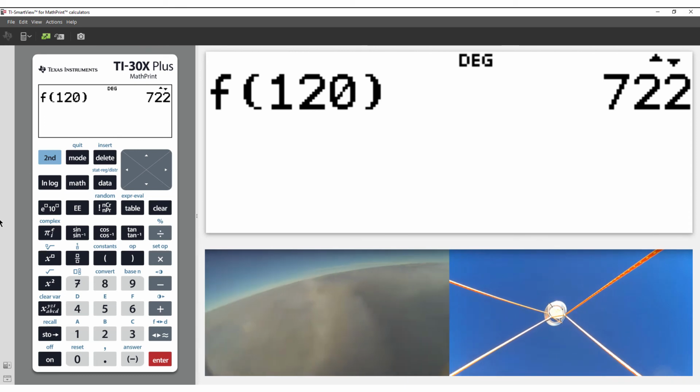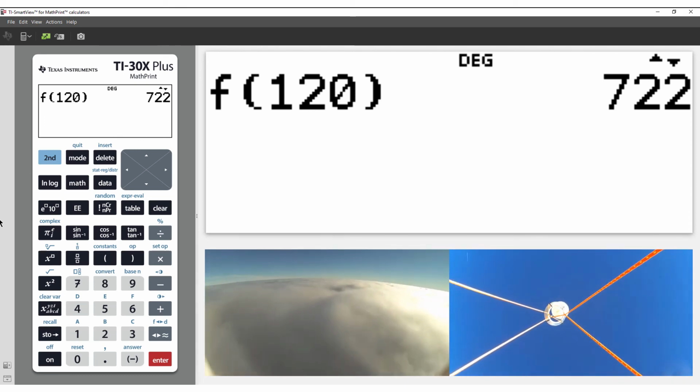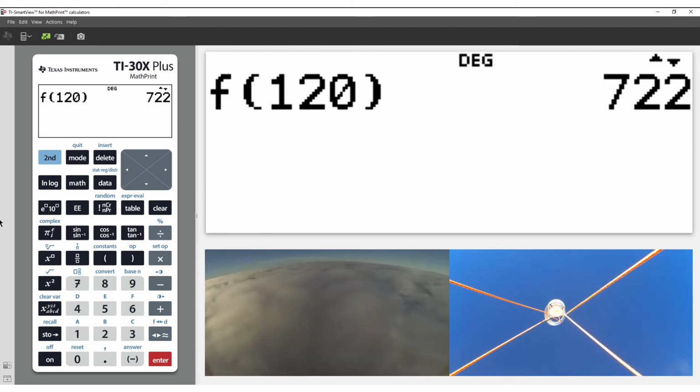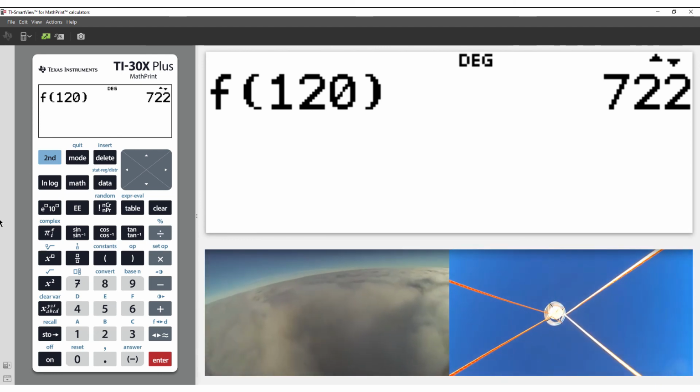I wonder how accurate our prediction is. How long before the balloon disappears into the clouds some 2 kilometers above sea level?